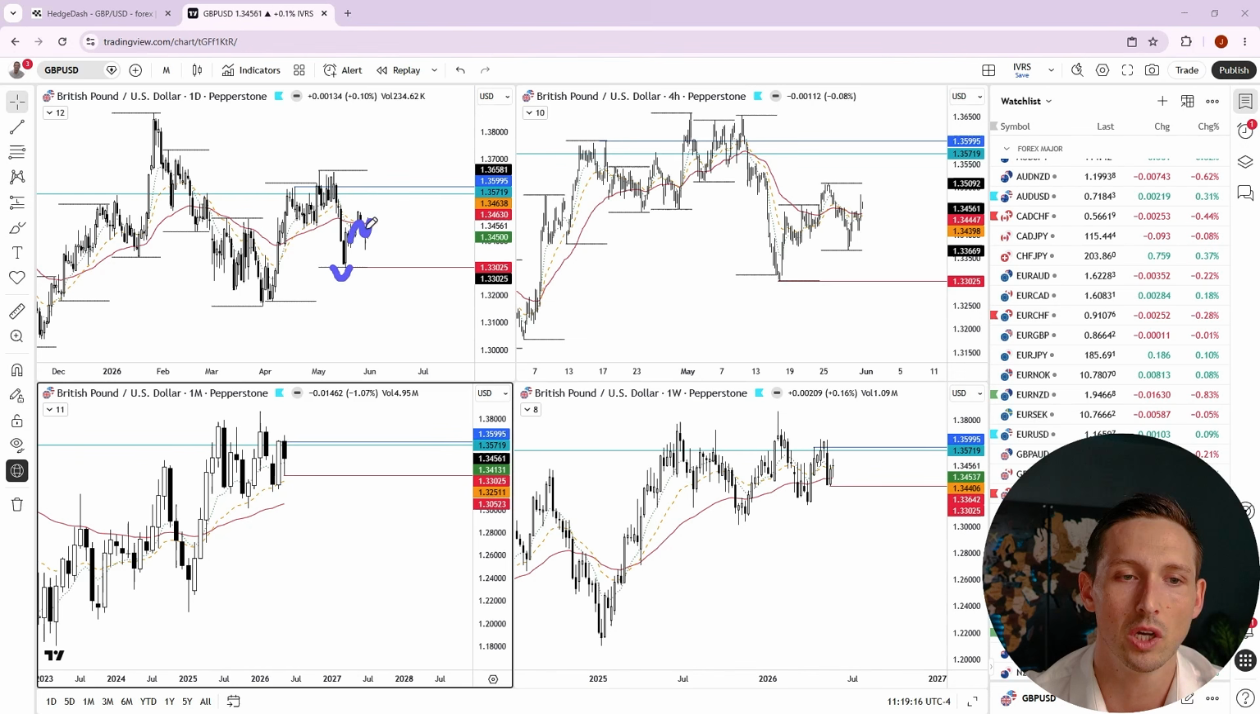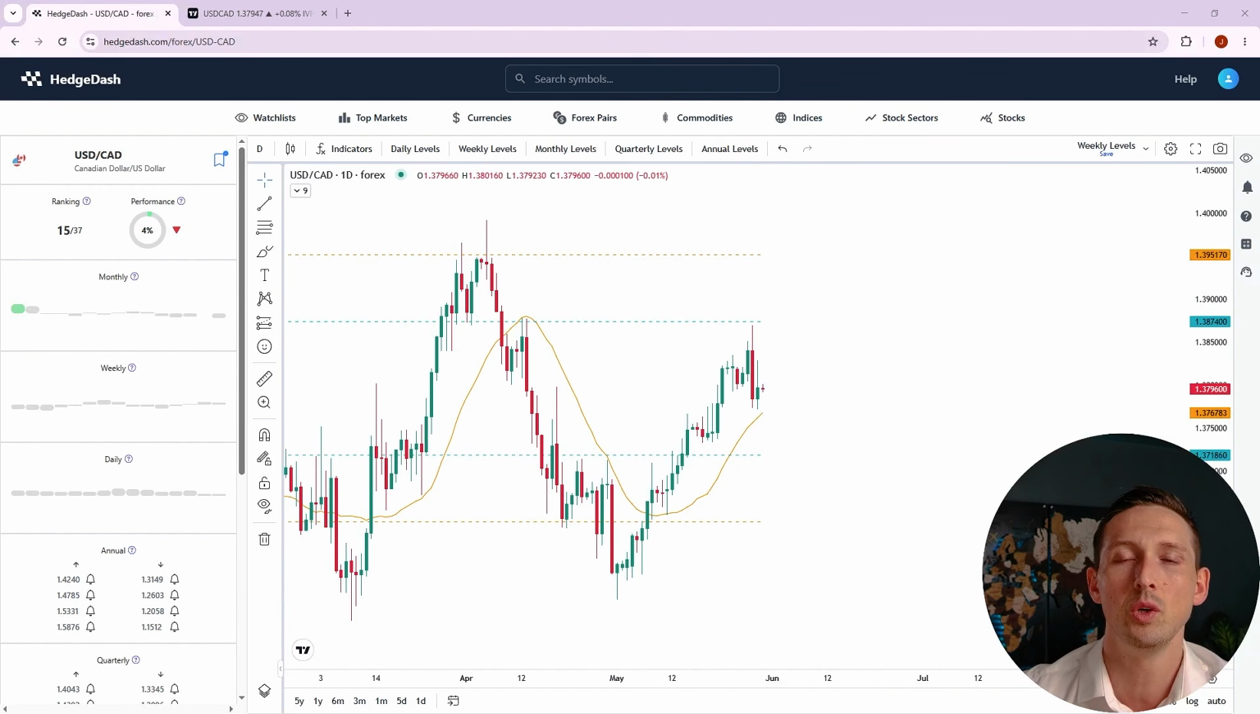This is the correction. So any kind of push higher is an opportunity to short. And as long as we don't take out this high, this is a bear flag which is developing and set to break to the downside. USD CAD, this is a market I can only be long. I cannot short this market heading into next week.